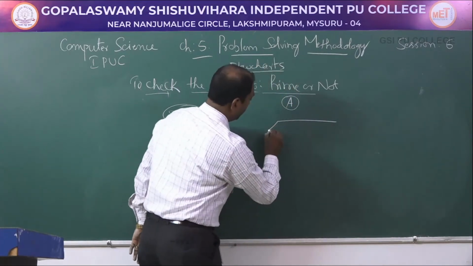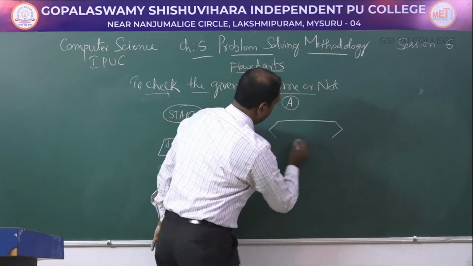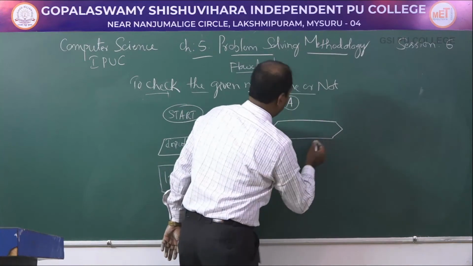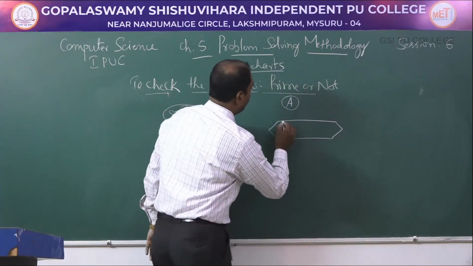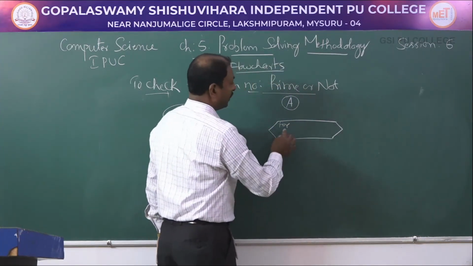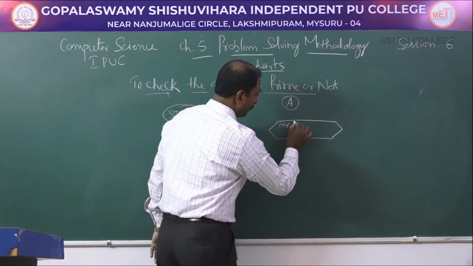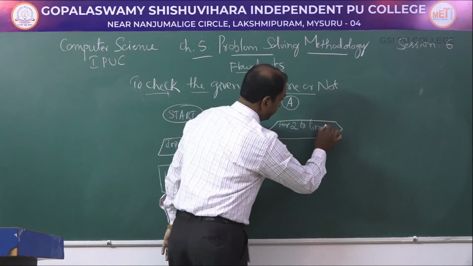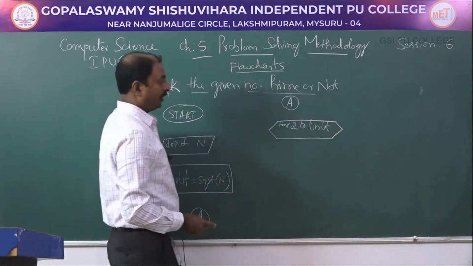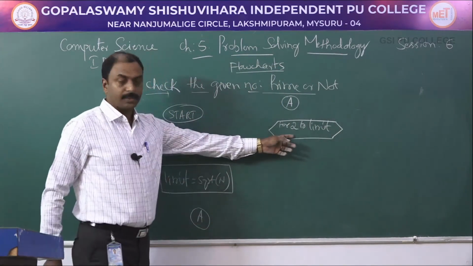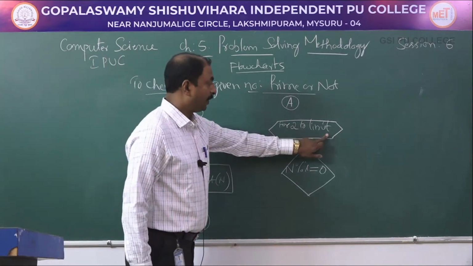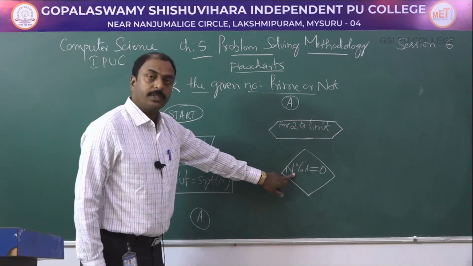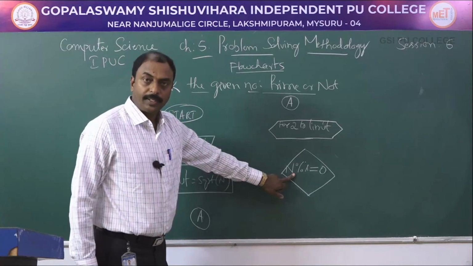Next we are using this for loop. We have to keep dividing the number, from 2 to limit. For 2 to limit, we have to find out the remainder. How do you find the remainder?